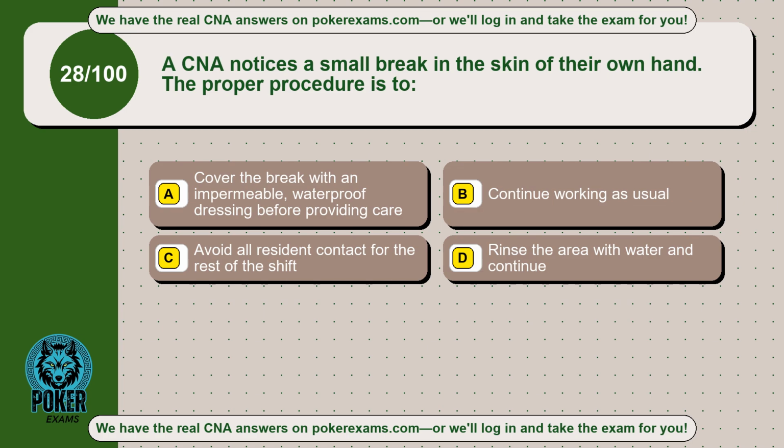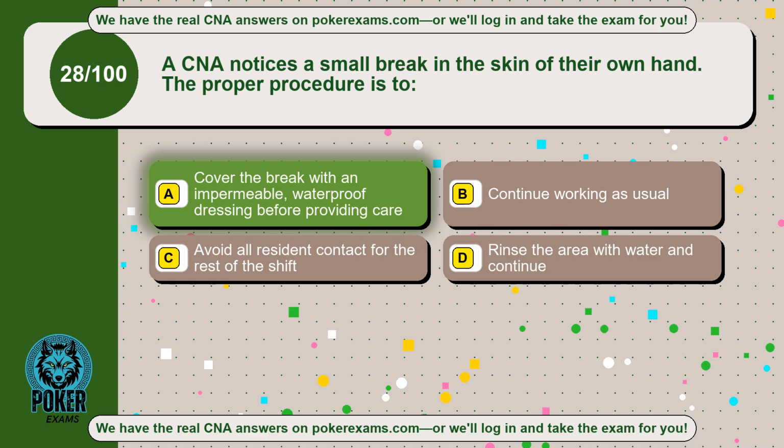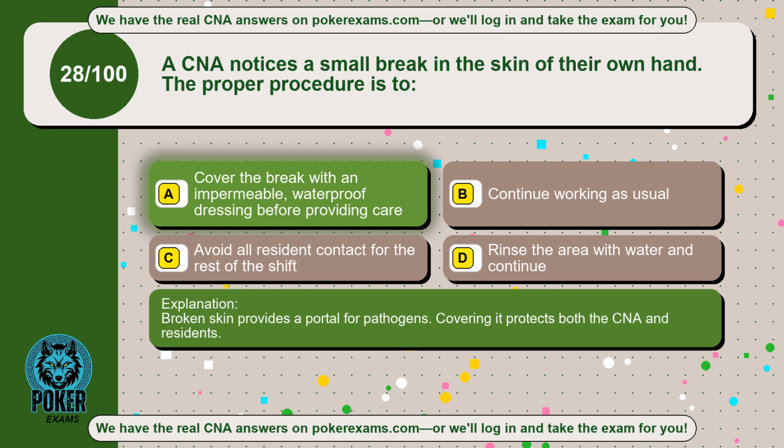Question 28. A CNA notices a small break in the skin of their own hand. The proper procedure is to: Option A, cover the break with an impermeable, waterproof dressing before providing care. Option B, continue working as usual. Option C, avoid all resident contact for the rest of the shift. Option D, rinse the area with water and continue. The correct answer is option A. Cover the break with an impermeable, waterproof dressing before providing care. Broken skin provides a portal for pathogens. Covering it protects both the CNA and residents.